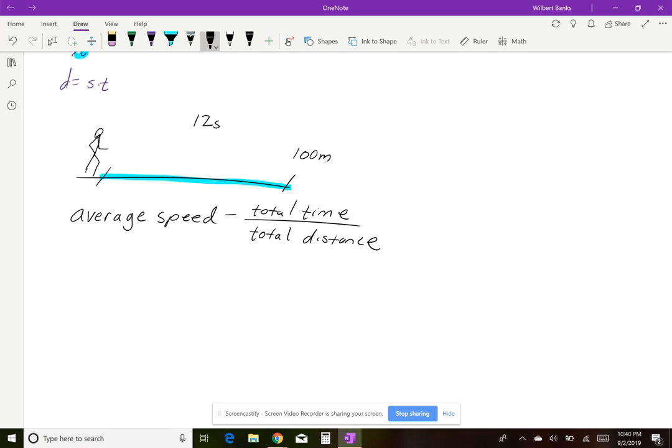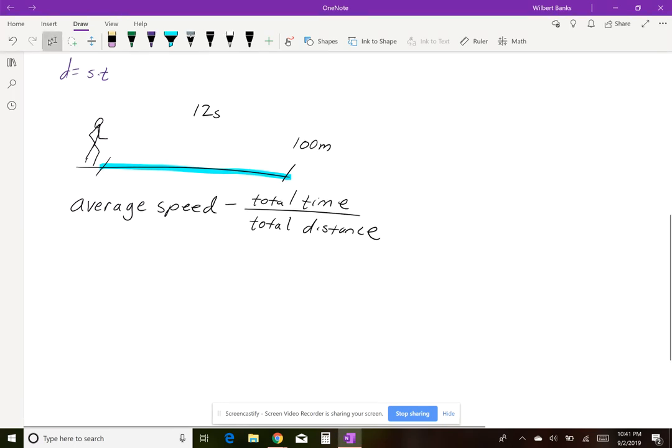So this guy can go faster or slower throughout this race. We're looking at simply how long did it take for him to finish the entire race and what was the total distance as he did it. So we're going to therefore get an average speed. So in this case, I'm going to go S average equals my total time. In this case, my total time is 12 seconds.